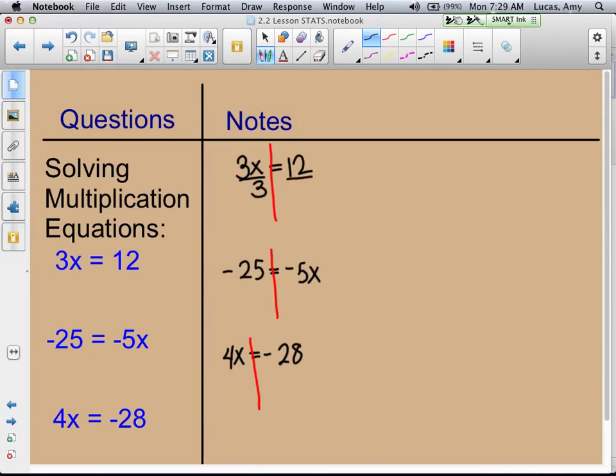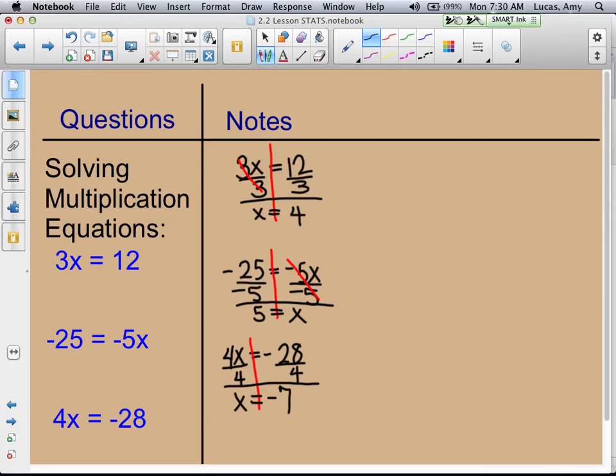So I divide by 3 because the 3 right next to the x means multiplication. So the inverse of multiplication is division. 12 divided by 3 is 4. The next one I divide by the -5 because I want the x all alone. A negative divided by a negative is a positive, so my answer is +5. The last one, I divide by 4. A negative divided by a positive is a negative. 28 divided by 4 is 7.